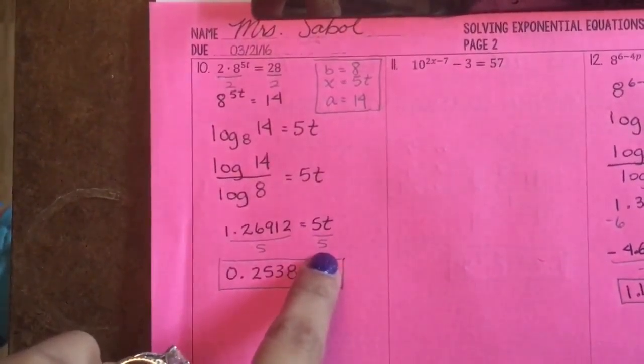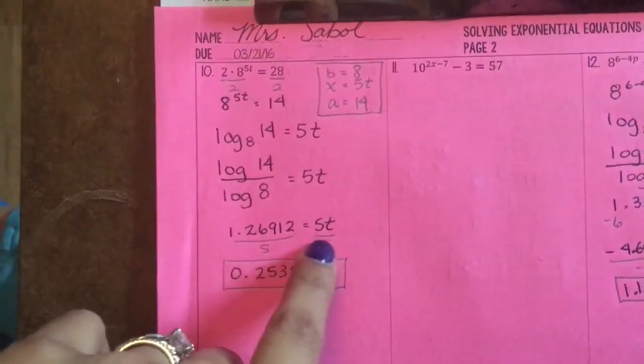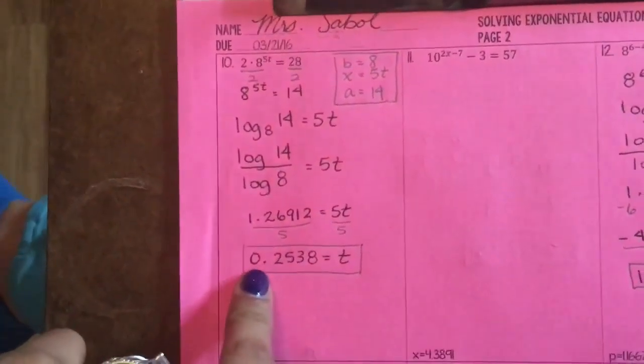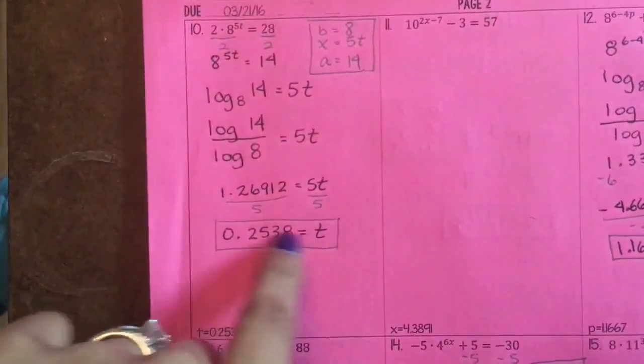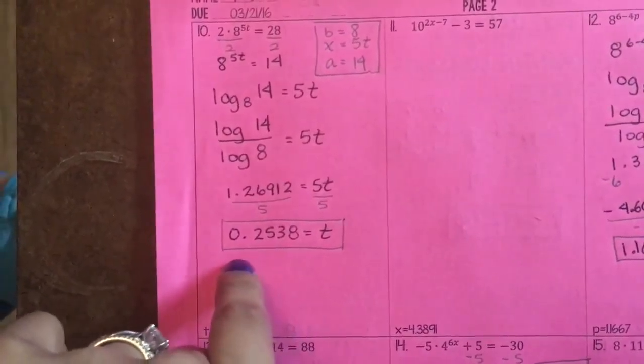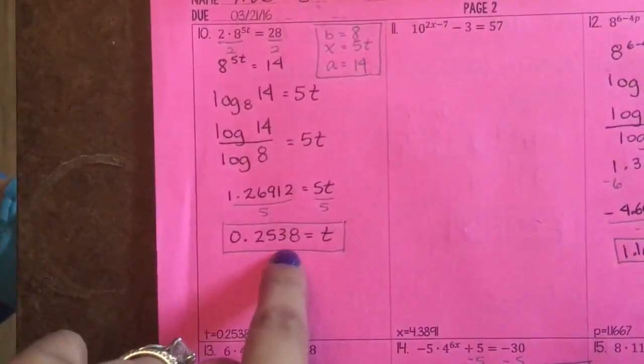Our final step in solving for t is to remove this coefficient by dividing both sides by 5. This gives us our final answer of t equals 0.2538.